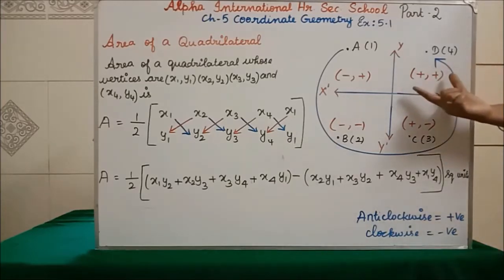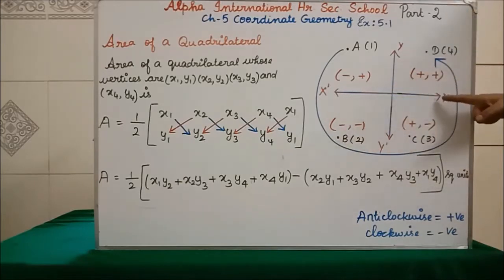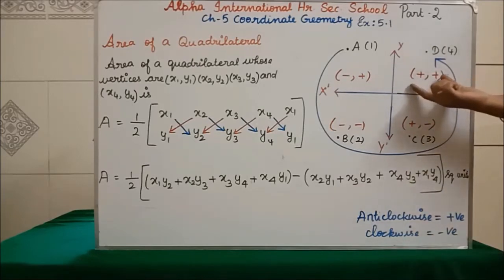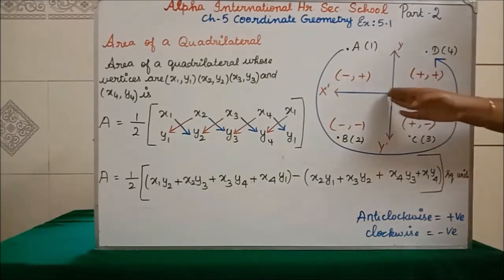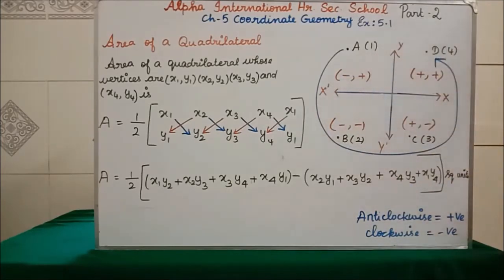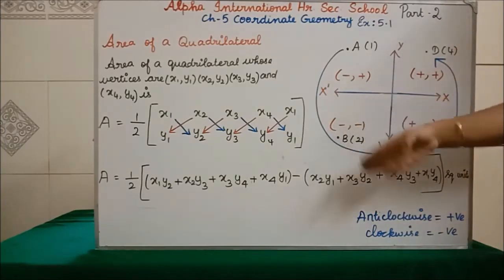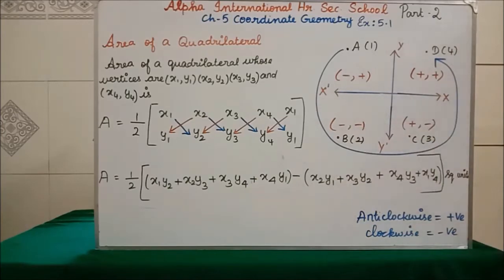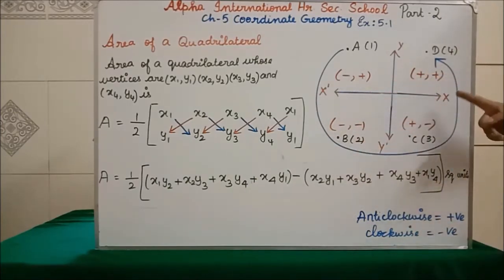See, we all know this is our first quadrant. First quadrant means what? This is our x-axis. X will be positive. Similarly, y will also be positive. So, first quadrant is plus, comma, plus. Second quadrant is minus, comma, plus. Here x will be negative and y will be positive. In the third quadrant, we will have both negative. X is negative and y is also negative. Then fourth quadrant is what? X is positive and y is negative.